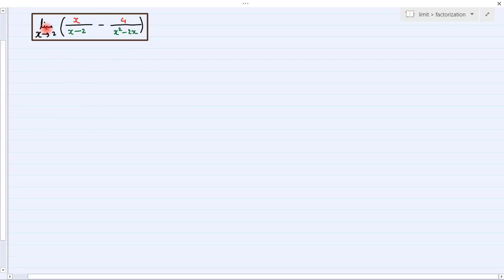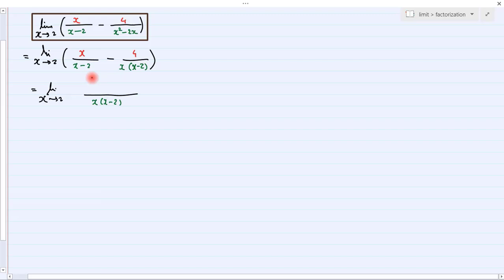In this question, we have limit x tends to 2, x upon x minus 2 minus 4 upon x square minus 2x. Before we go for substituting limit, let's simplify. Your first term will be as it is, minus, in second term, denominator can be split into x into x minus 2. So we can take LCM of x into x minus 2. So we have to multiply x to the first term. So we'll get x square minus 4.